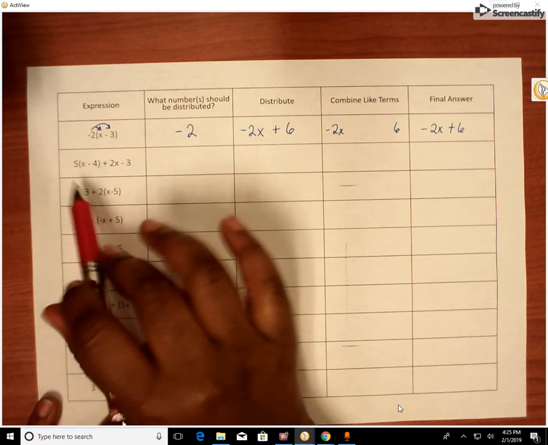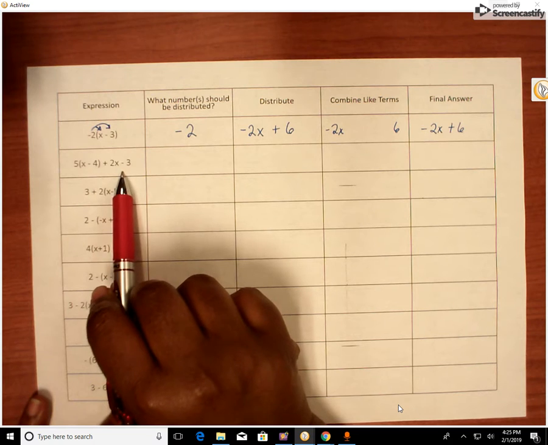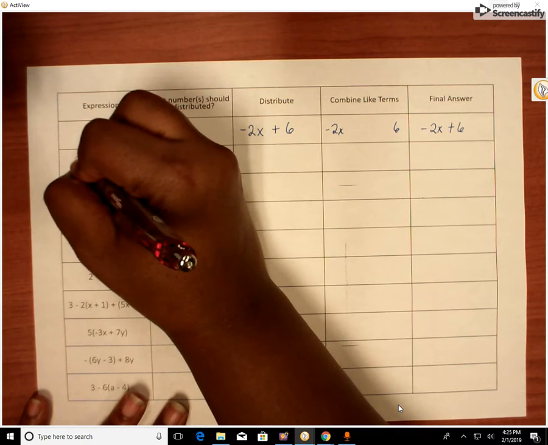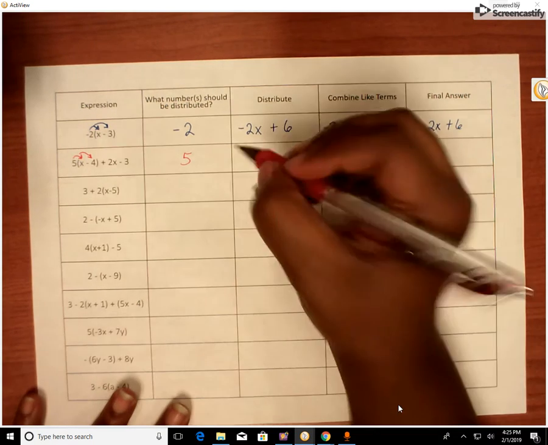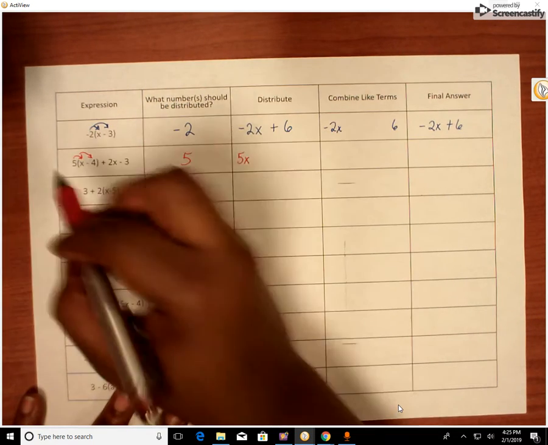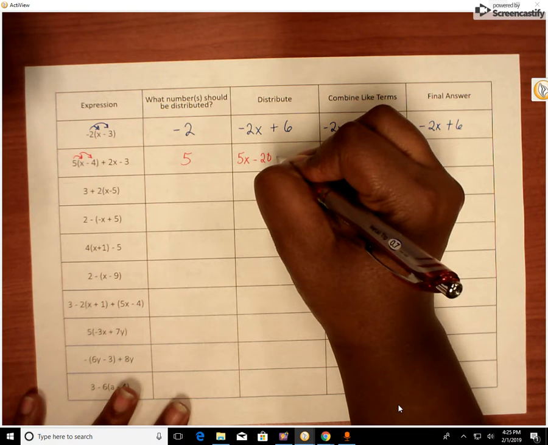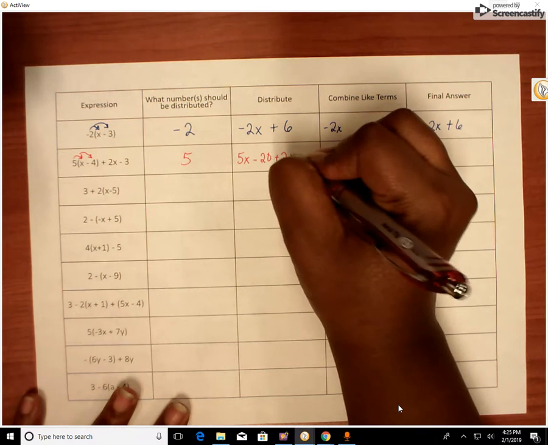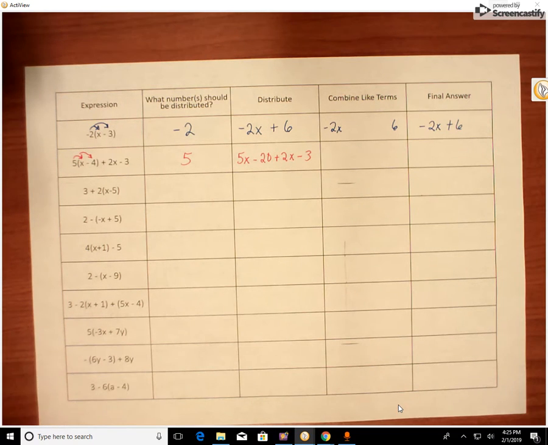Next, we notice we only have one thing to distribute because 2x minus 3 is not in your parentheses. So we need to distribute the 5. 5 times x is 5x. 5 times negative 4 is negative 20. Plus 2x minus 3 because they were not in the parentheses.